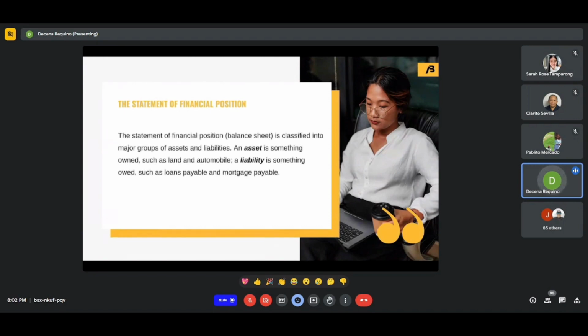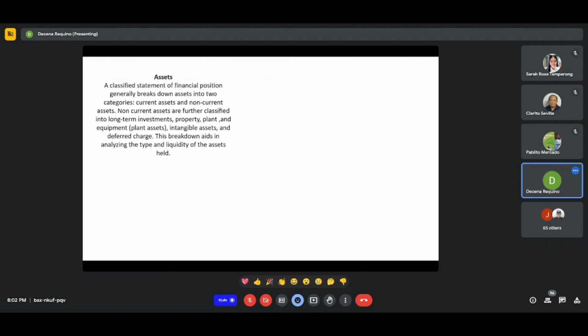The statement of financial position or yung balance sheet is classified into major groups, yung assets and liability. An asset is something owned such as land and automobile. A liability is something owed such as loan payable and mortgage payable. Ito, dinefine lang naman niya yung assets.